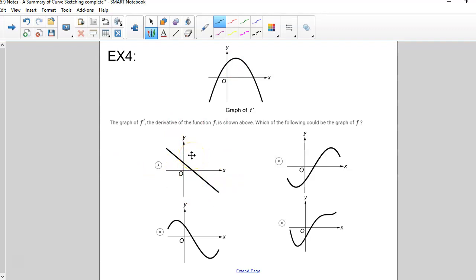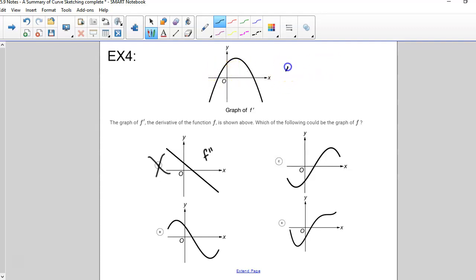A is not the answer. A is the derivative of f, right? So A would be like the second derivative, because here you've got positive and then negative, increasing, decreasing. Plus we know that the derivative of a parabola, which is what this looks like, is a line. If we have some x squared and we take the derivative, it'll just be an x. So this would be f double prime. So this is not what they're asking for. We've got to go the opposite direction. Okay.